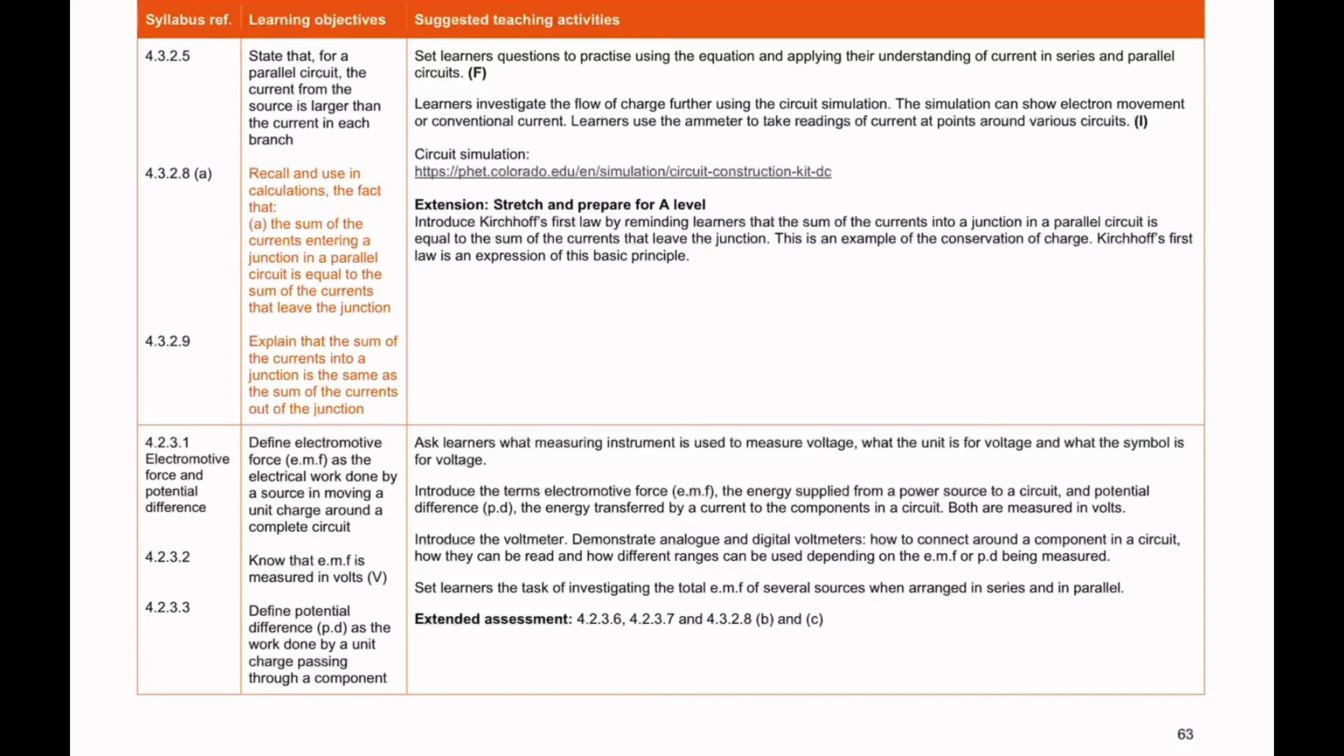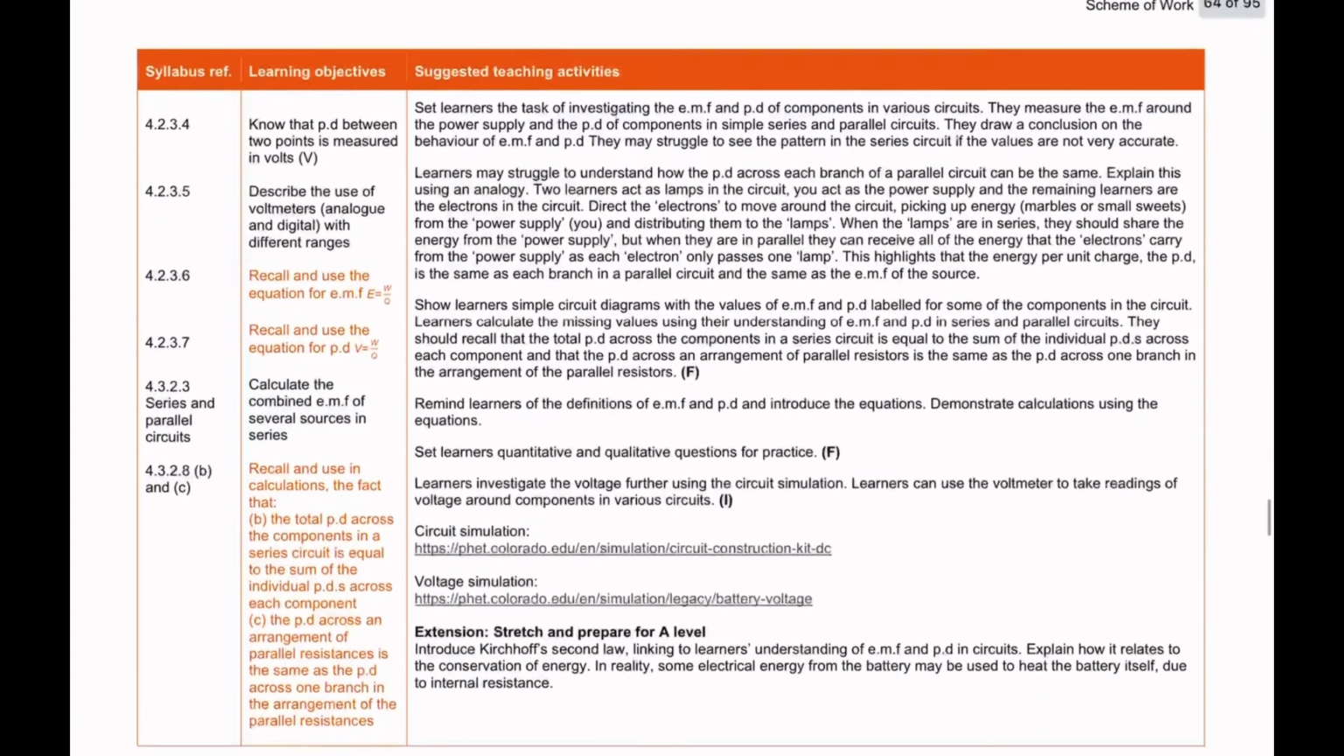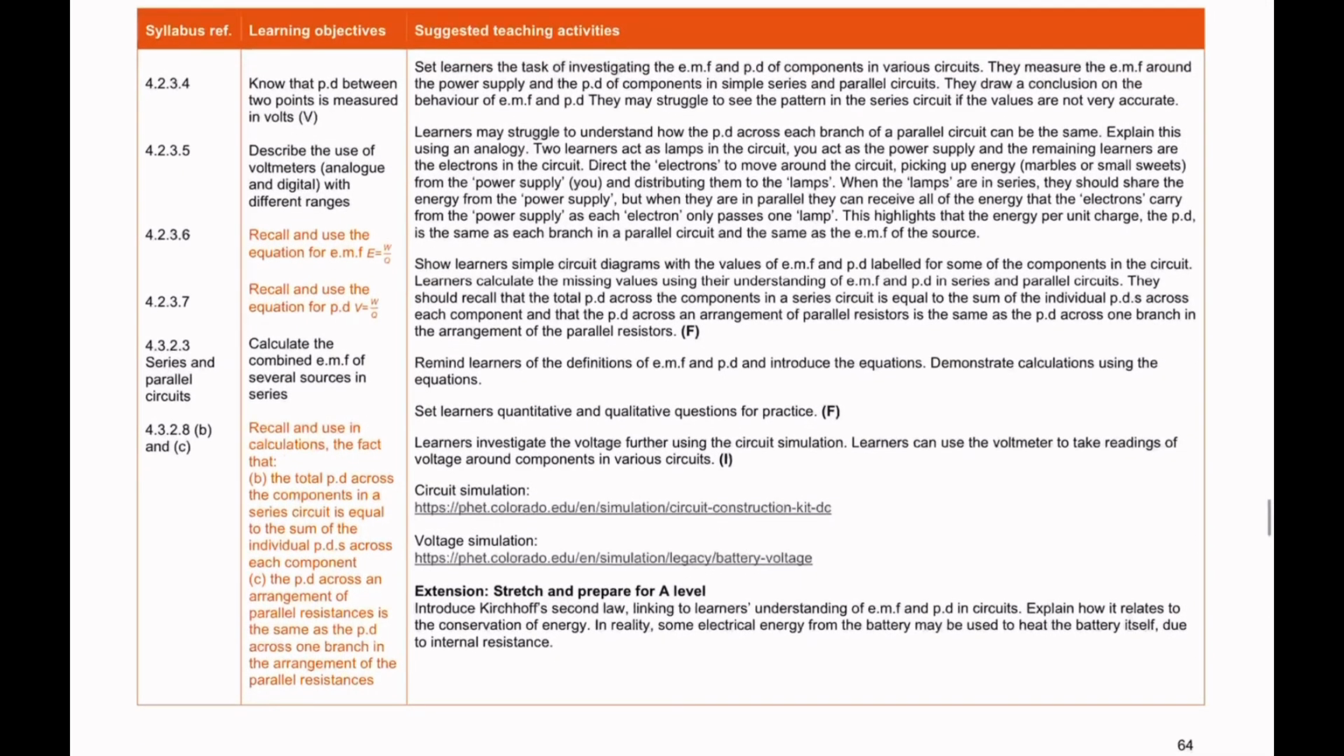4.2.3.1 Electromotive force and potential difference, also known as EMF and PD. Define electromotive force, EMF, as the electrical work done by a source in moving a unit charge around the complete circuit. Note that EMF is measured in volts, V. Define potential difference, PD, as the work done by the unit charge passing through a component between 2 points, measured in volts, V.